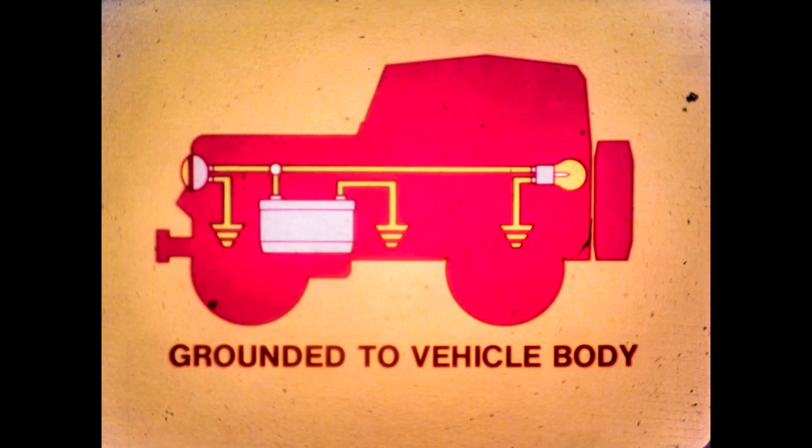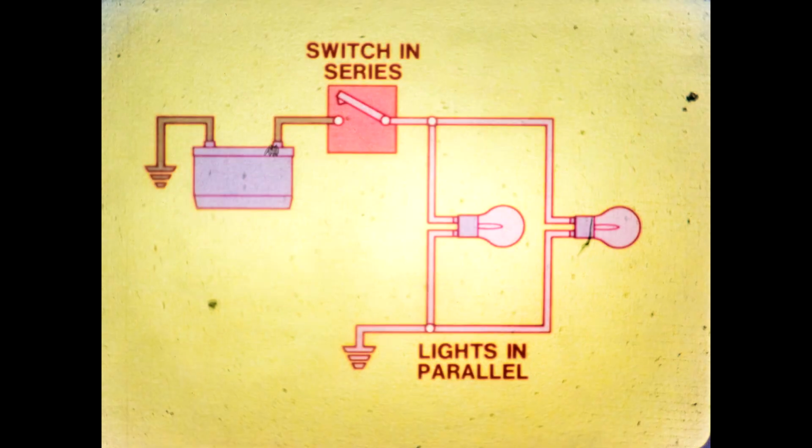But remember, in an automotive single-wire system, the conductor carrying current back to the battery is the car metal itself. A parallel circuit in a Jeep, for example, would actually look like this. Notice that each load is individually grounded so that current can flow through it directly back to the battery.